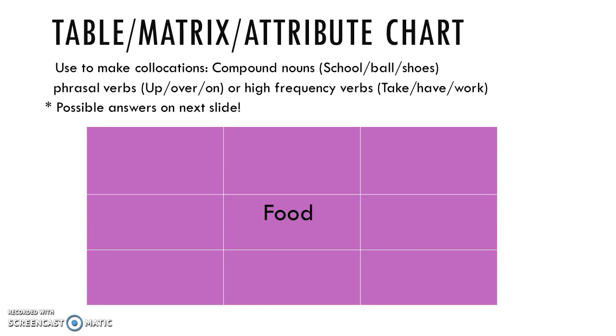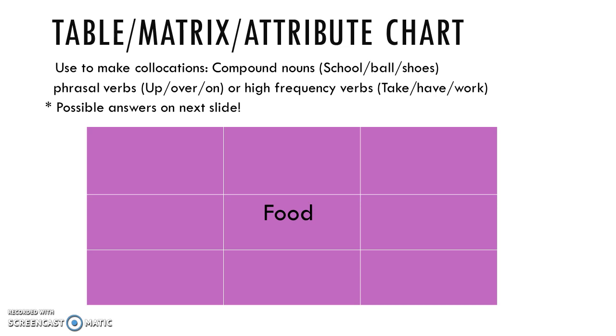Another table that we can use is very useful to make collocations. For instance, we could make compound nouns, for example, school, ball, or shoes. We could also create phrasal verbs using particles like up, over, or on. Or we could think about collocations for high-frequency verbs like take, have, or work.